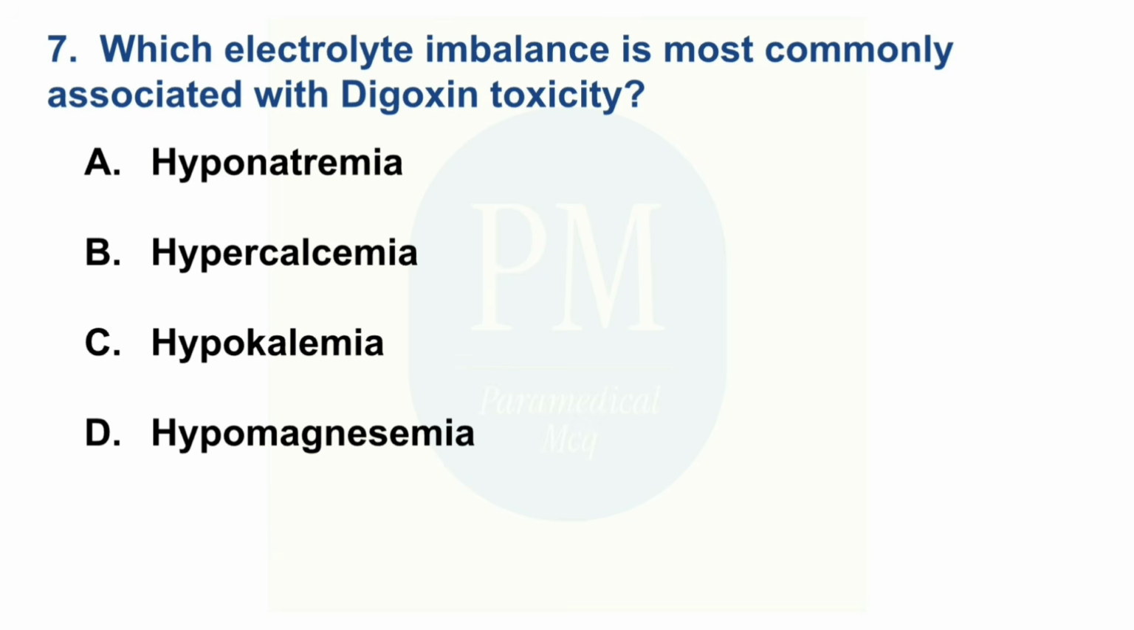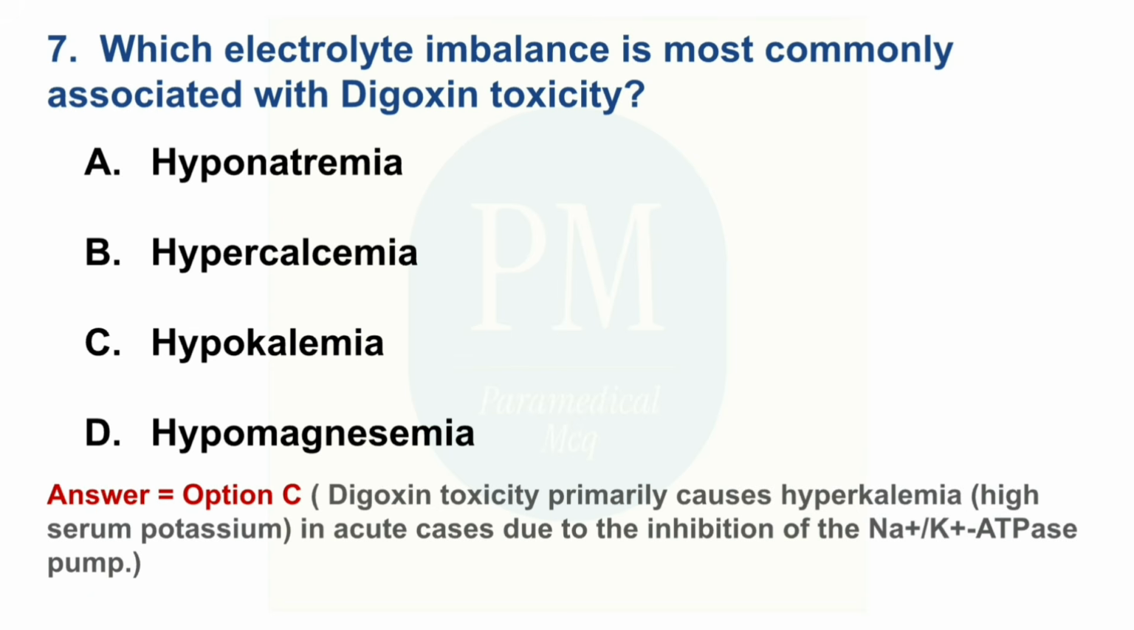Which electrolyte imbalance is most commonly associated with digoxin toxicity? Option A, hyponatremia; option B, hypercalcemia; option C, hypokalemia; option D, hypomagnesemia. The correct option is option C, hypokalemia.